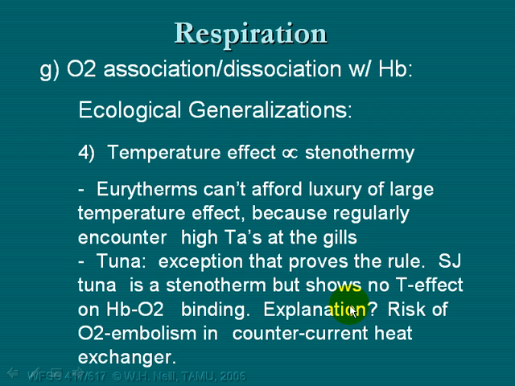And the risk is that in that situation, you might get oxygen coming off the hemoglobin and actually reaching such high partial pressures that it forms bubbles or emboli, which then plug the capillaries, cause a stroke basically. So at least that was the argument, and I don't know if anybody has made any correction to that argument in recent years, but that's the way it was left in my mind, that the risk of oxygen embolism in countercurrent heat exchangers of tunas is a force that has prevented them from adapting or evolving this capacity for high temperature effects.